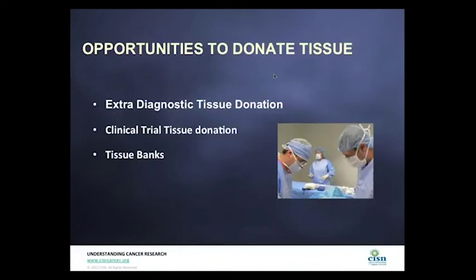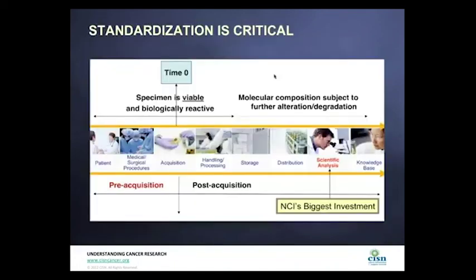This is a slide that just says standardization isn't there yet. Tissue is collected, processed, stored, and analyzed differently in every hospital you go in. So somehow we've got to work that out as well. And I'm on an NCI committee that's looking at that. So people are talking about it.